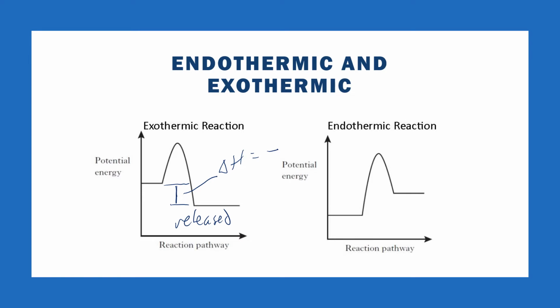Now, in an endothermic reaction, the reactants are lower than the products. And again, you'll still have a net energy change, and it's still called delta H. But in an endothermic reaction, it's a positive value because it's increasing. So energy is being taken in from the surroundings, or it's being absorbed. The way that I remember it is that endo is kind of like enter, so energy is entering the reaction. Exothermic is kind of like exit, so energy is exiting the reaction.